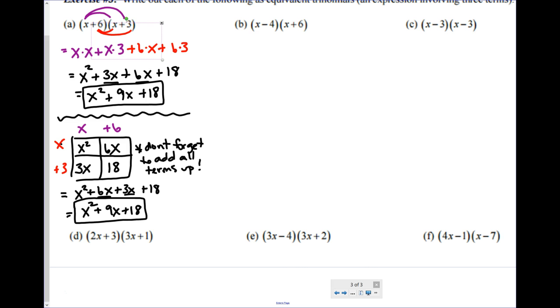Okay? Again, I don't care which way you do it. Students tend to find the area model much easier, but I want to show you both so you can see that there are multiple ways to solve a problem.